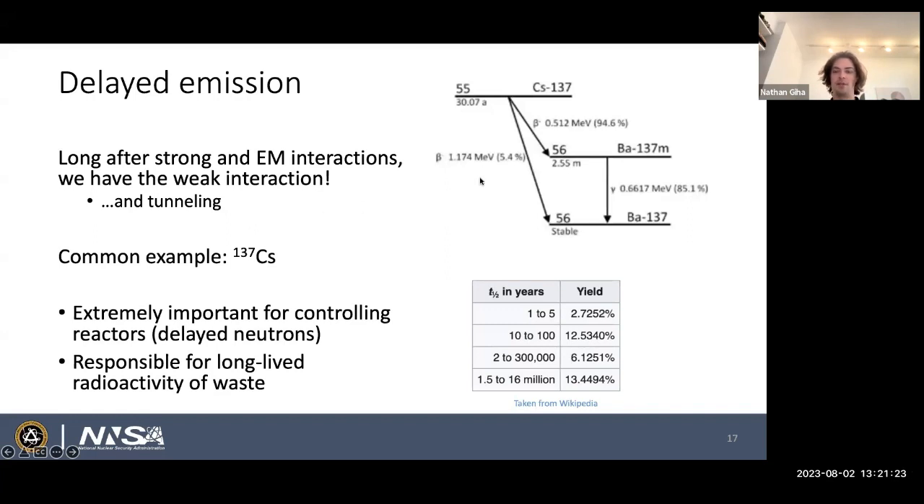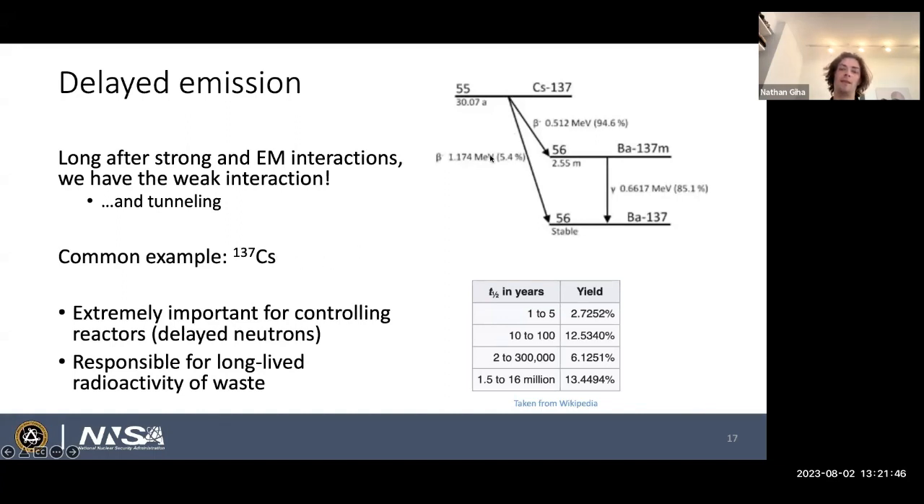Many fission products are unstable to beta decay or to alpha decay. And a common example of this is cesium-137. If you've used a laboratory radiation source, you have probably used this one. It's super useful because it just emits one single monoenergetic line.